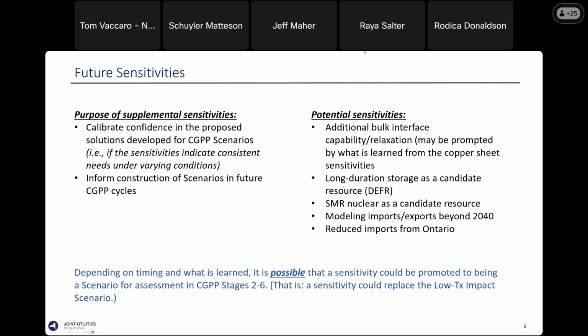Okay, we'll make sure that Bill Acker is on that email chain because I'm pretty sure he's going to have some ideas on long duration storage. We've talked about most of these at this point. I know we'll probably have more information about additional bulk interface relaxation sensitivities once we've seen the first copper sheet analysis. And then hopefully these spark some ideas for future sensitivities that you all can respond to via email. I'll give maybe another 10 or 15 seconds, seeing if anybody else has any ideas that they want to discuss on this call today. Otherwise, we'll close and do the rest by email for the rest of the week.